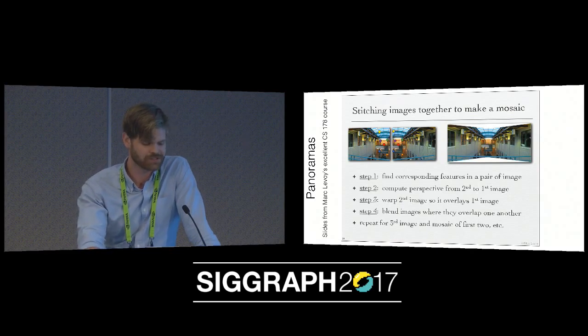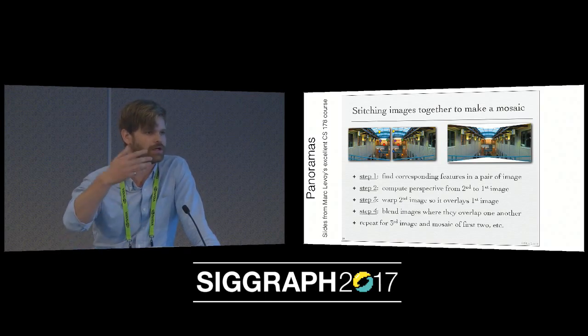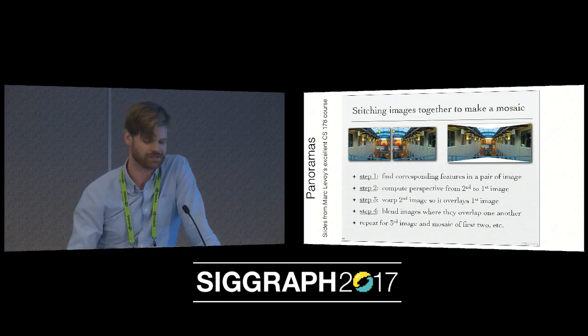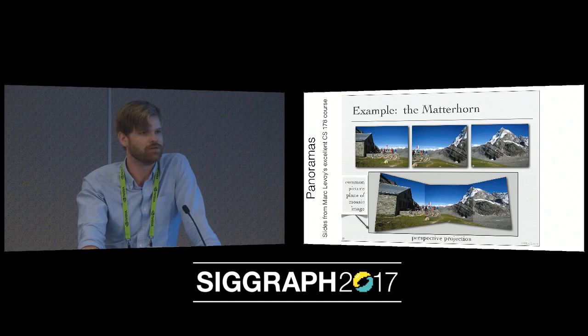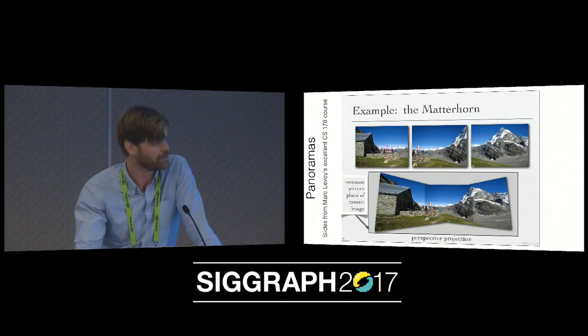So in the first step, we can find corresponding features between pairs of images, compute the perspective transform from the second to the first image, then warp the second image and overlay it on the first one, and then finally blend the images together, and then repeat for the next image and the next image. So this works relatively well if you only have a couple of images, two or three images, let's say, and they represent a camera rotation of less than 120 degrees. It's easy because you can just reproject them onto a single plane, like you have here.